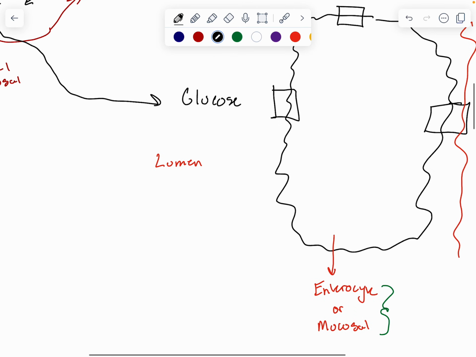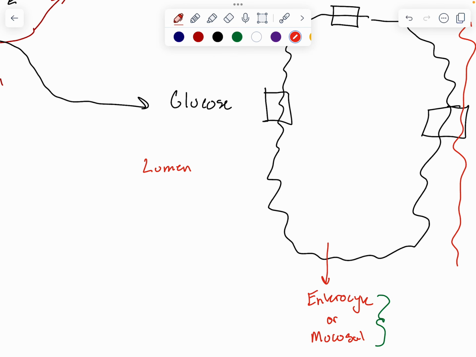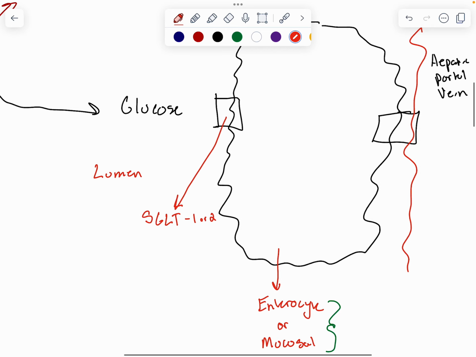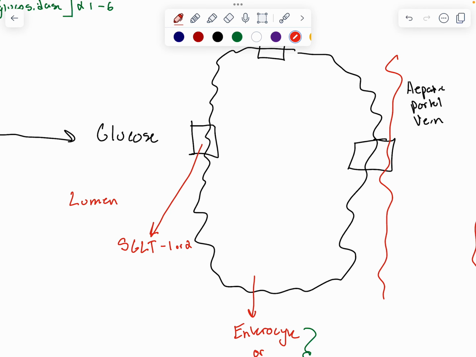So we'll jump back up here, and the first channel protein we go through is called SGLT1 or 2. Glucose goes through both of them, but again, we just need to know it's SGLT. It's an SGLT channel protein. It can be 1 or 2, and glucose is going to travel through it to get into our enterocyte. But it's also going to be paired with sodium.